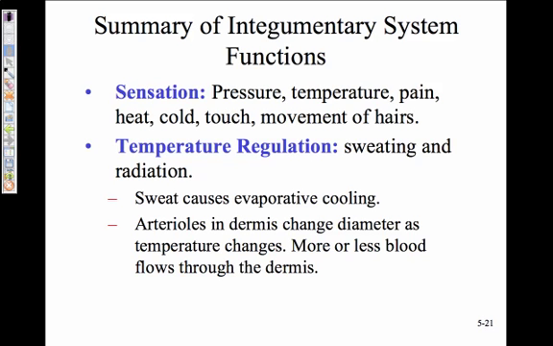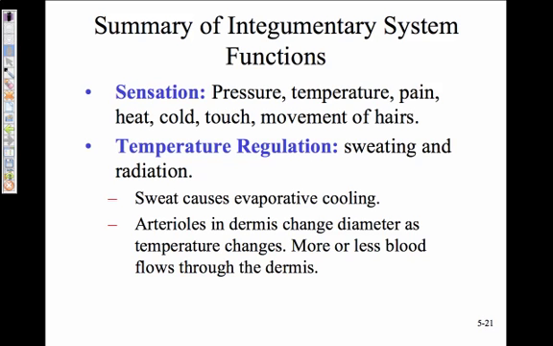Sensations: you can feel pressure, temperature, pain, heat, cold, touch, and movement of hairs on your skin, so there's a lot of sensations you can have. Temperature regulation: sweating and radiation are two ways that you can cool your body down. Sweat causes evaporative cooling, so it takes energy from your body to evaporate it, to change it into a gaseous state, and that's what makes it feel cooler when you sweat.